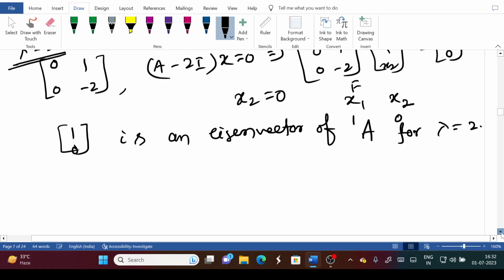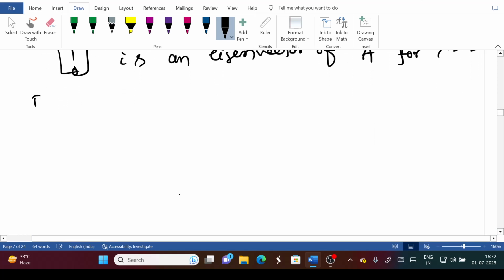What is left? For lambda equal to 0. For lambda equal to 0, the diagonal elements will not change at all.